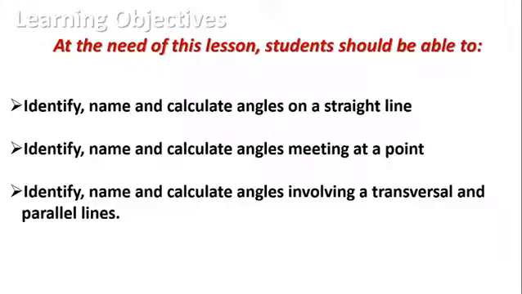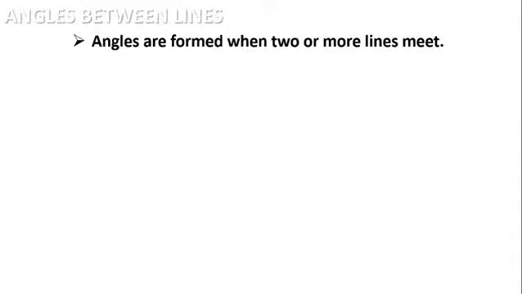Okay. Now we'll start with angles between lines. Angles are formed when two or more lines meet. You see, every time that two or more lines come in contact with each other, an angle is formed. Now, the spot where the angle is formed is called the vertex. But what is formed when two or more lines come in contact is called an angle.